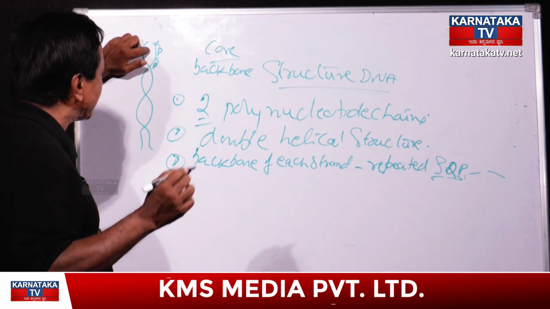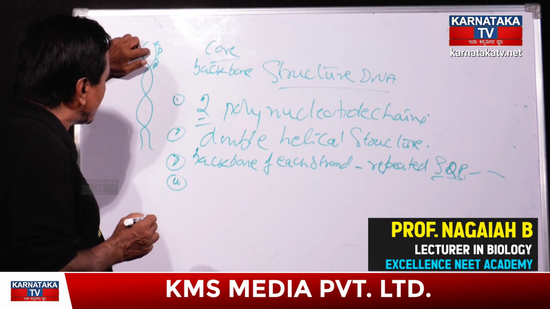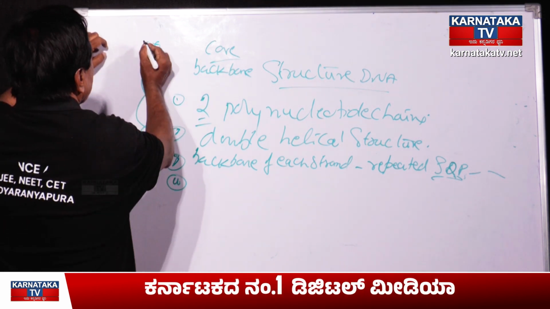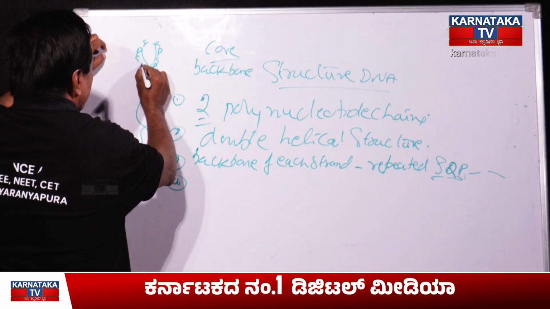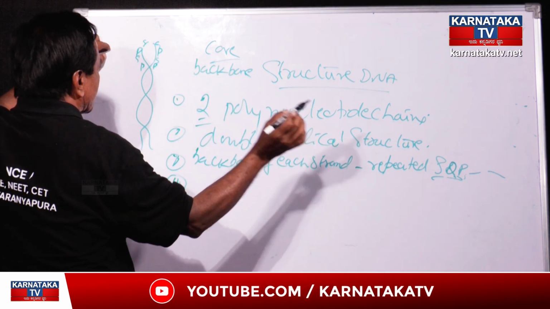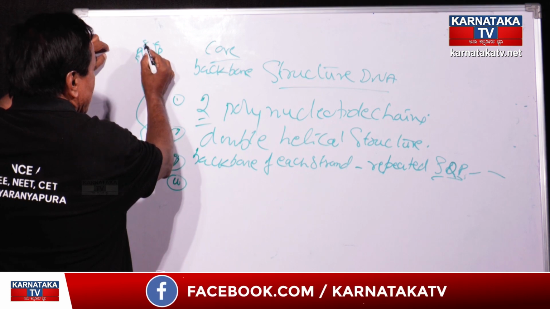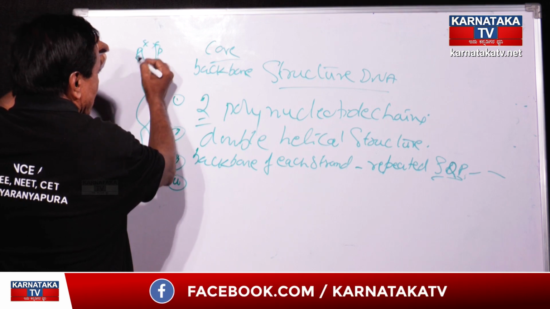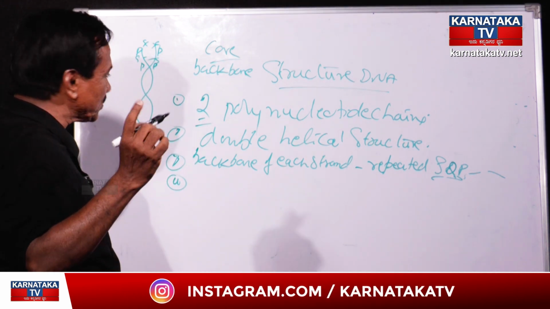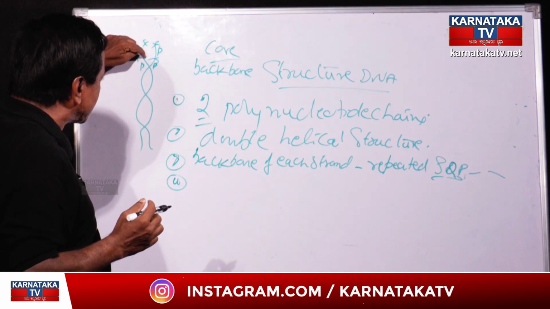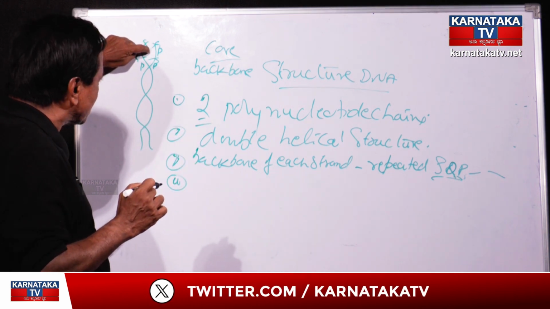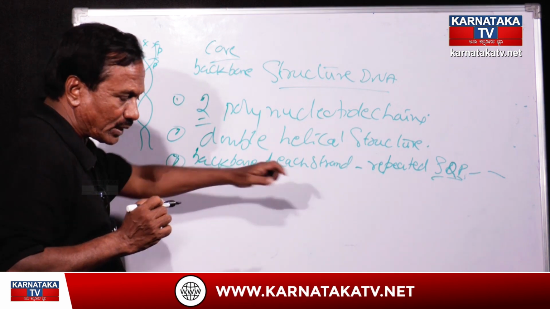So the next point is the nitrogenous bases are always present inner to the structure of the molecule. For example, this is sugar, phosphate. This is sugar. You know that the nitrogenous base is always attached to the first carbon of the sugar. So that nitrogenous base is present here, like that. So this is the fourth point. The nitrogenous bases are always present inner to the structure of the molecule. This is the next point you have to write.